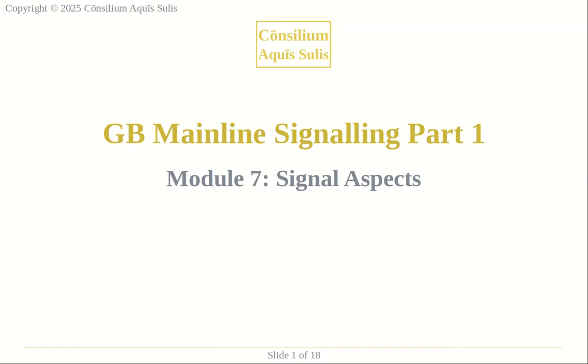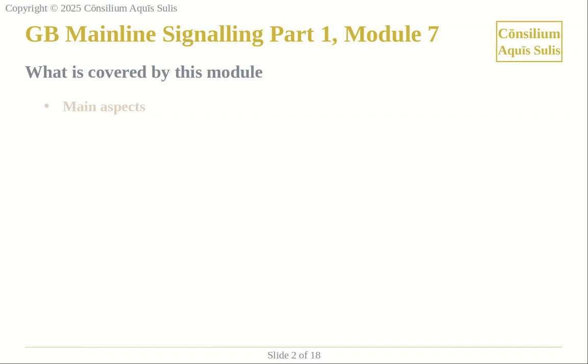In the last module, we looked at conditions for authorizing a signal to display a proceed aspect, and in this module, we're going to see what those signal aspects actually look like. We'll cover main aspects, shunt aspects, and finally, proceed on sight authority poser aspects.